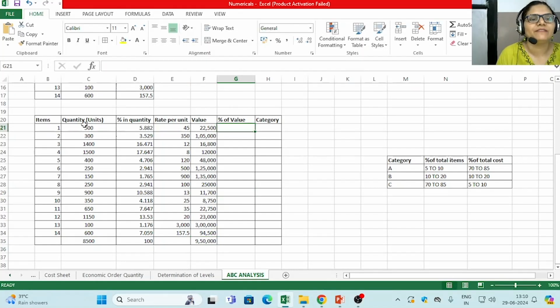Similarly, as we have calculated the percentage of quantity, we will calculate the percentage of value. That is, how much value does a particular item hold out of the total value. 22,500 divided by 9,50,000 will give you 2.368. Then 11.053. Next is 1.768.